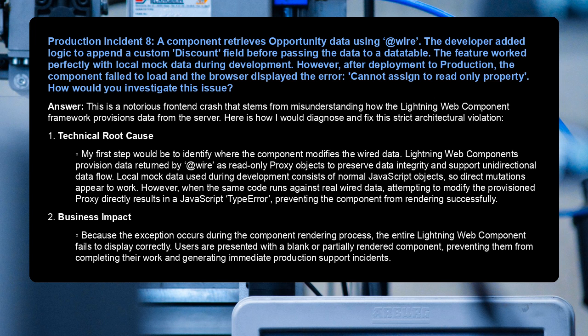2. Business impact. Because the exception occurs during the component rendering process, the entire Lightning Web Component fails to display correctly. Users are presented with a blank or partially rendered component, preventing them from completing their work and generating immediate production support incidents.